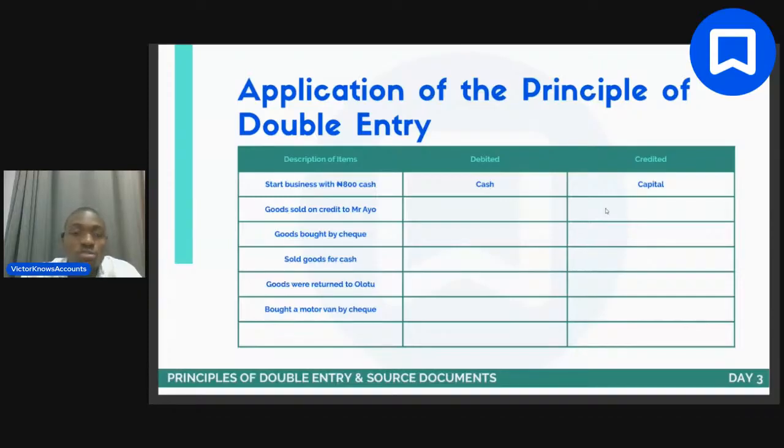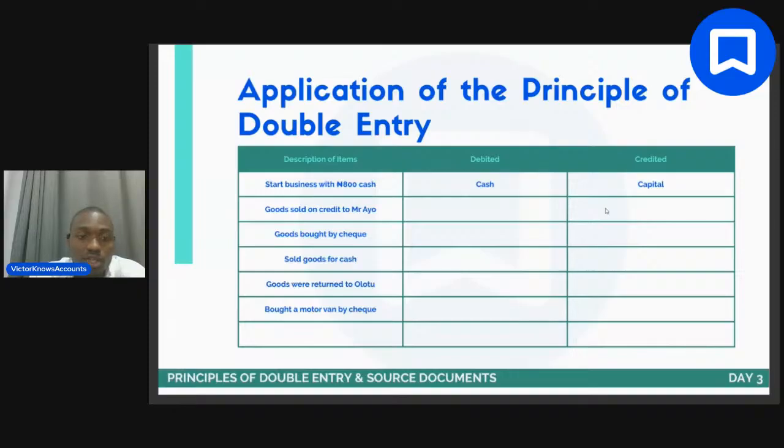Now, goods bought by check. When you buy goods by check, that's purchases. Now, in that sense, your bank is giving money to buy goods. So the receiver here is purchases, while the giver here is bank. So what do you do? Debit purchases account and credit bank account.